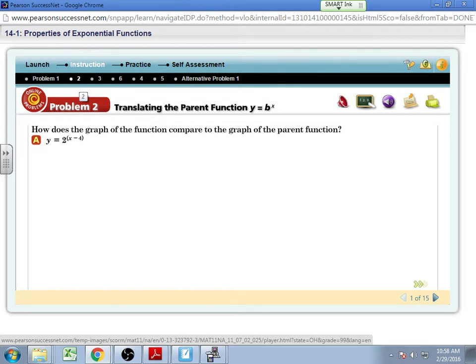We got to keep moving forward. So now, instead of applying a new coefficient to the parent function, I'm going to apply changes in the exponent. So, what would be my parent function here? Yeah, Leon. 2 to the power of x. Make sure we have the y equals.